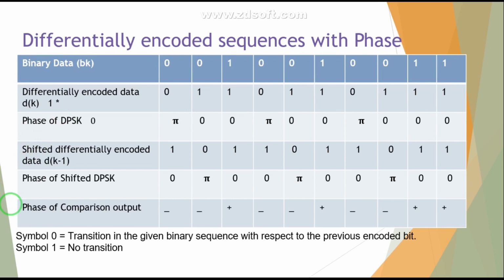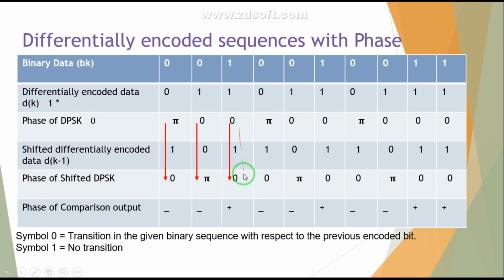Now what we have to do is compare the phase of DPSK and the phase of shifted DPSK. So you can see from this one that there is a change of the phase, that is pi to 0. So we have compared it. There is a transition, so it is going to be represented by a minus sign. And similarly, this phase, what is it? 0 pi, again it is a minus.